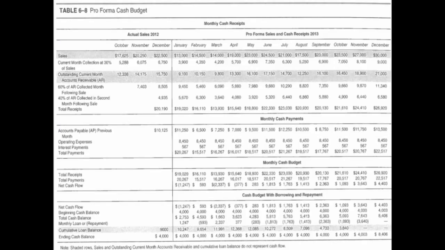This pro forma cash budget breaks out the sales forecast from the previous income statement by month and adjusts for differences between the flow of cash in and out of the business and the recognition of sales revenue. These will be different due to the collection of some sales revenue through credit sales and the resulting delay in receiving cash from those sales.